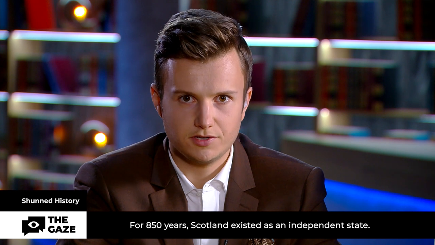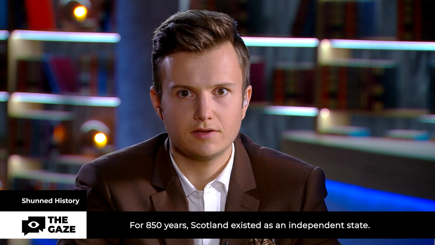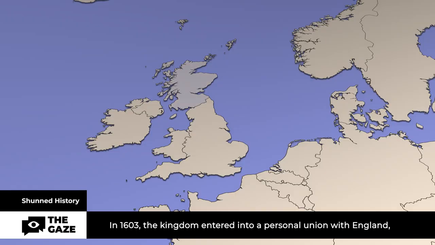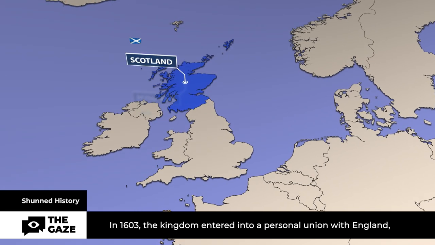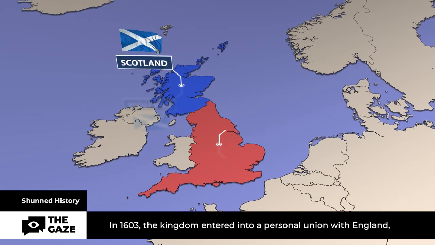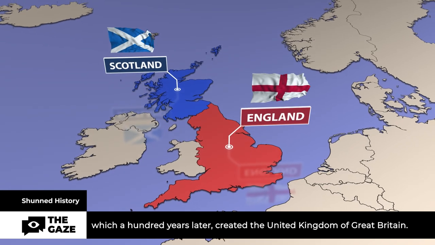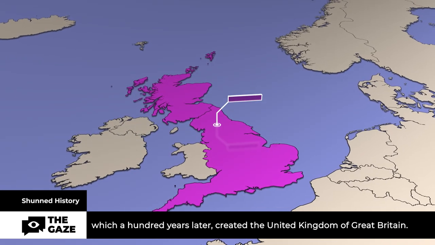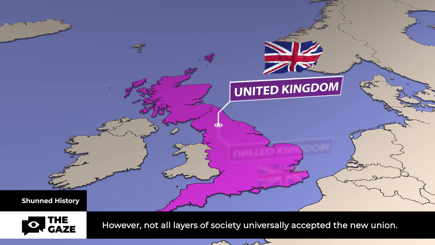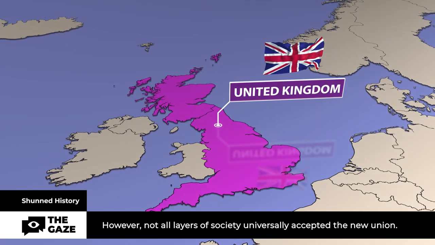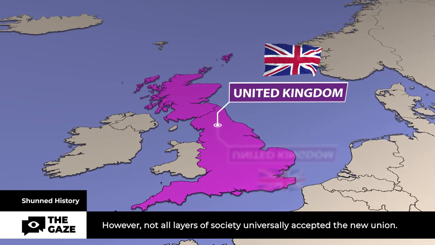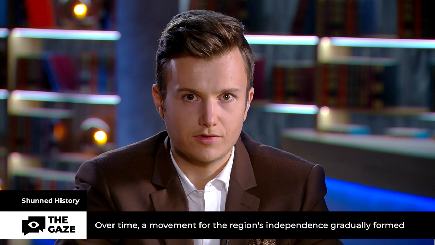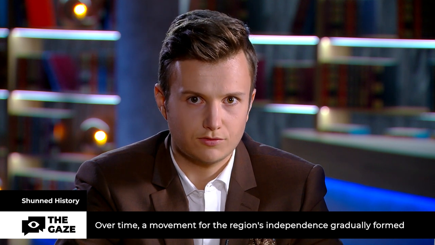For 850 years, Scotland existed as an independent state. In 1603, the kingdom entered into a personal union with England, which 100 years later created the United Kingdom of Great Britain. However, not all layers of society universally accepted the new union. Over time, a movement for the region's independence gradually formed.